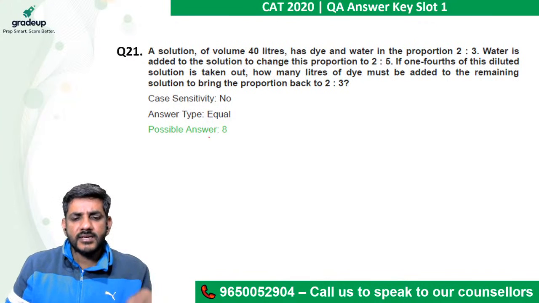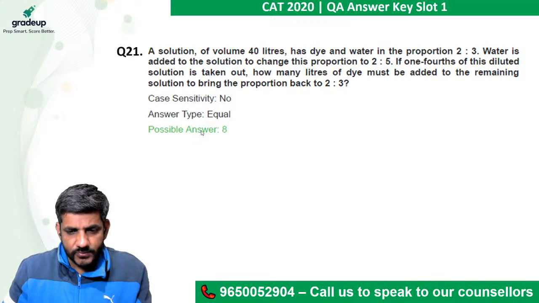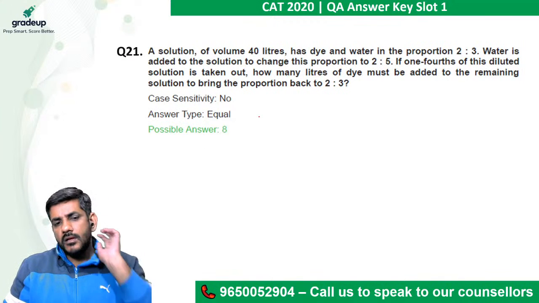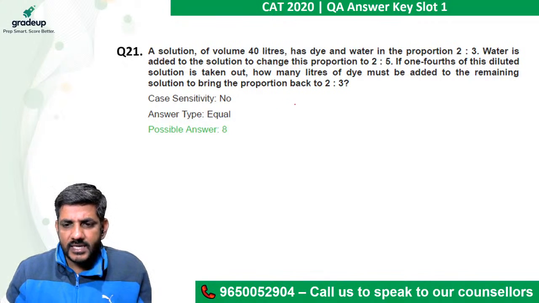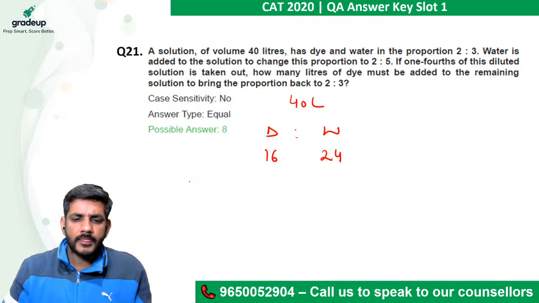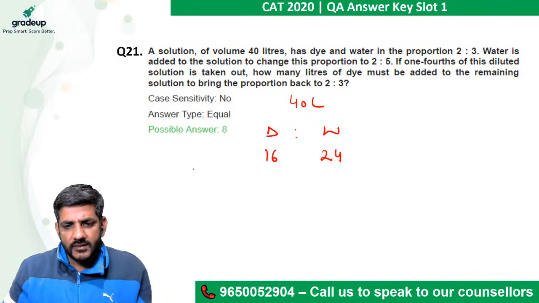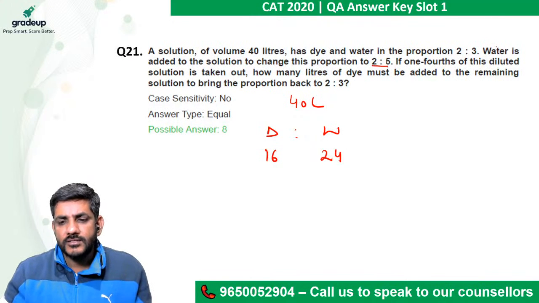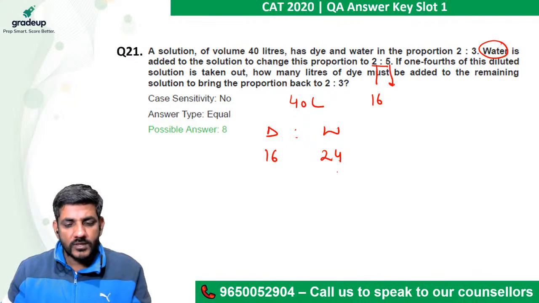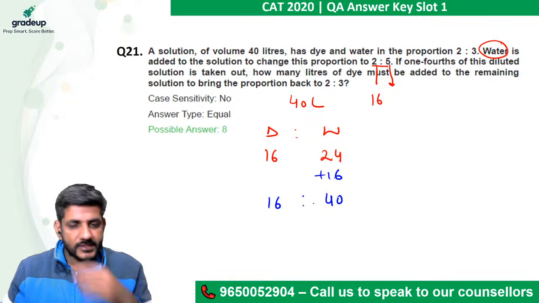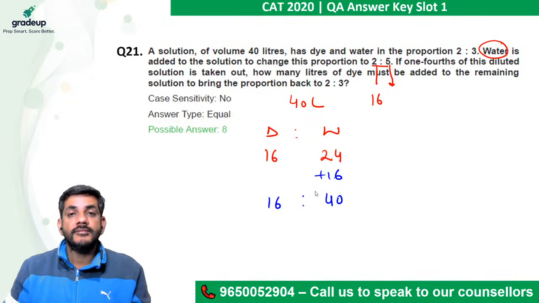So I will do this question exactly the way I did it during the exam as well. Exactly as I did it there, we will do it the same way. A solution of volume 40 liters has dye and water in the ratio of 2:3. So they must be 16 and 24. Water is added to the solution such that the proportion becomes 2:5. The point is only water is added. So dye remains 16. If this 2 part is 16, then 5 parts must be equal to 40. That means 16 more water must have been added such that the ratio becomes 16:40 or 2:5.